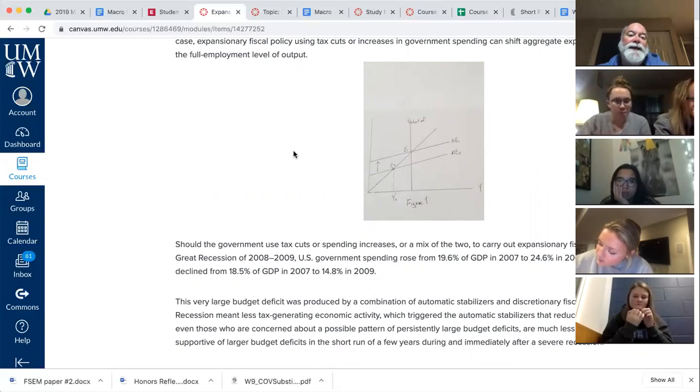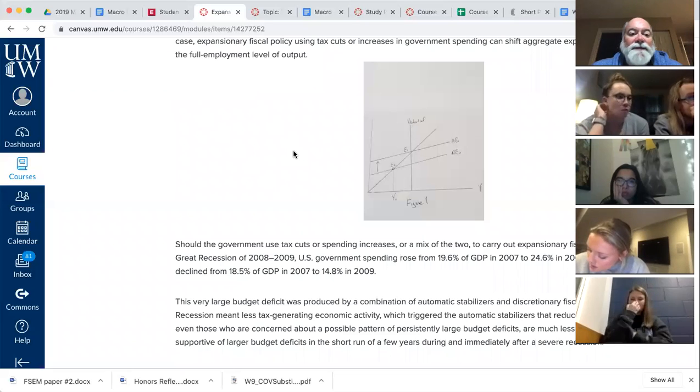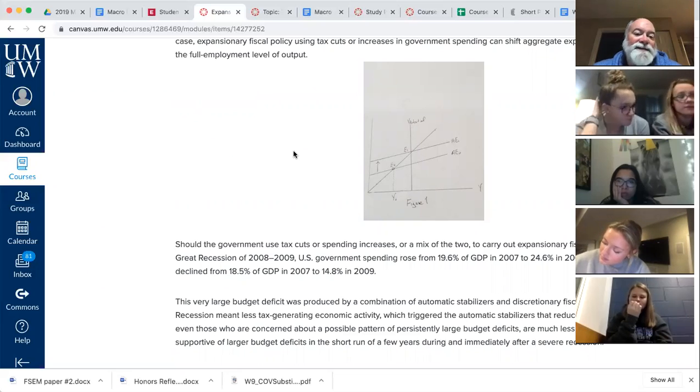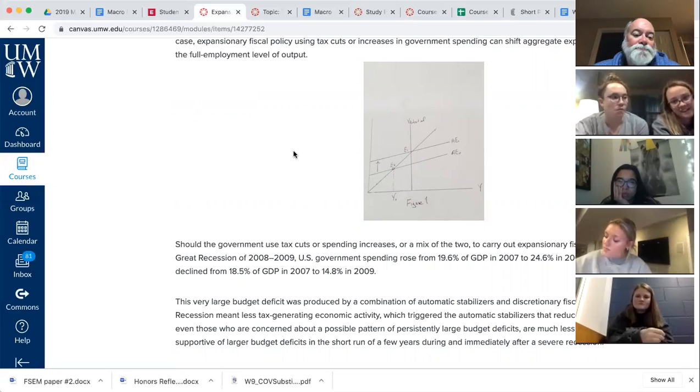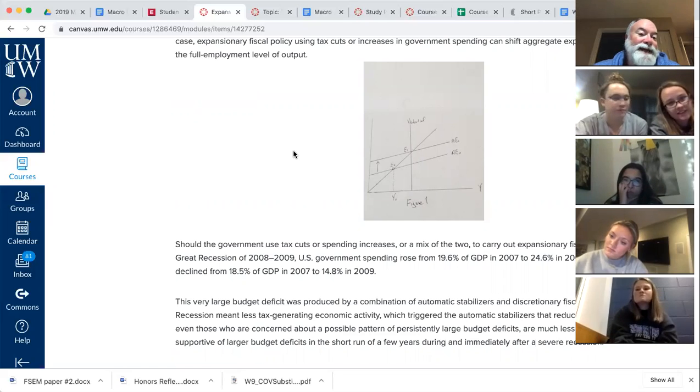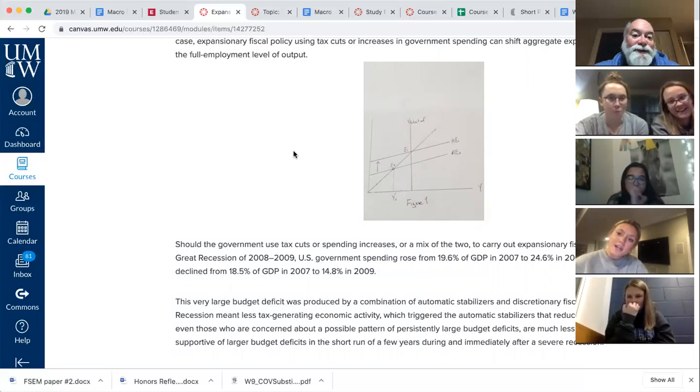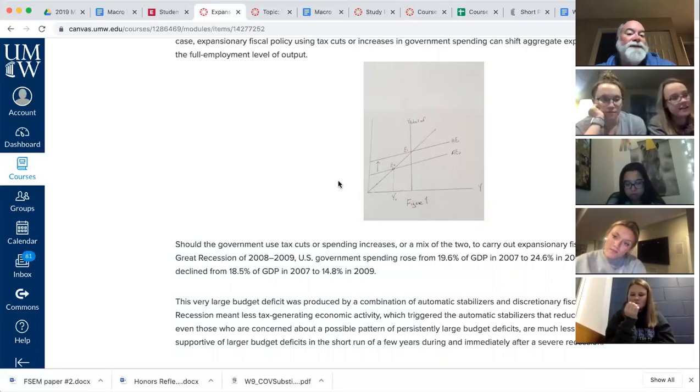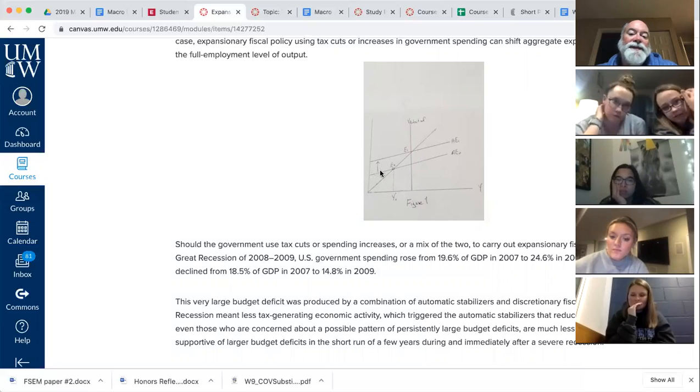Option B is they could cut personal income tax rates. If they cut our income tax rate, how does that affect autonomous expenditure or aggregate expenditure? What happens to your take-home pay, Morgan, if the tax rate gets cut? Your take-home, you'll get more money, exactly. And because you get more money, you're going to spend it. So if the government were to cut personal income taxes, then that would increase consumer spending, which would also be shown as an upward shift in the curve.